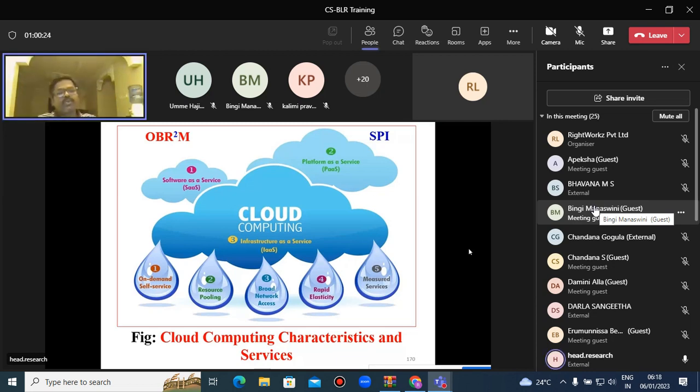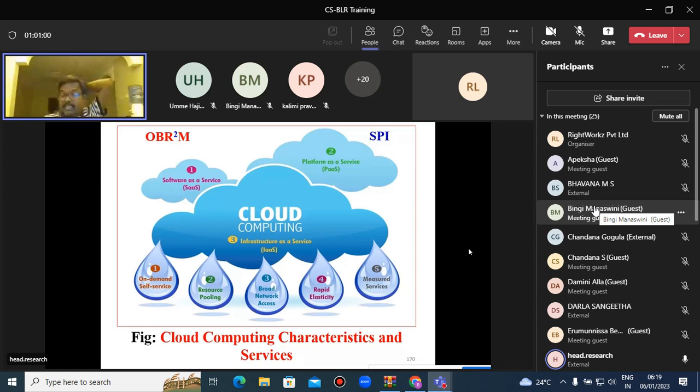So the first one is O. O means on-demand computing, means pay and use. If you want service, you can pay the amount, then you can get the license. Then resource pooling. All services, maybe SaaS, PaaS, IaaS, all the services at one place is called resource pooling. Then broad network access means 24/7 you are accessing the service from the Gmail cloud or Facebook or YouTube. That is called broad network access.